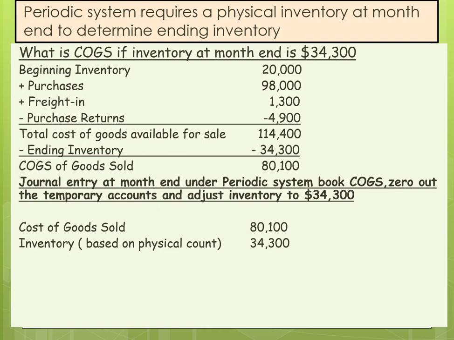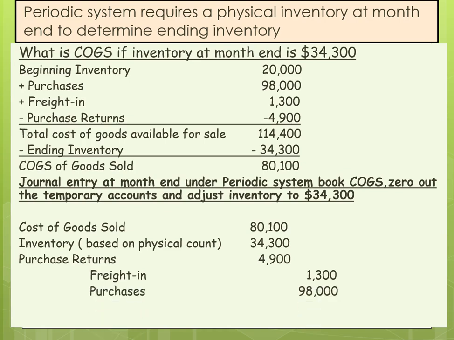Inventory, our beginning inventory, will now be 34.3. Purchase returns will be zeroed out. Freight in will be zeroed out. Purchases will be zeroed out. And the beginning balance will be zeroed out. And that would be our journal entry. So a lot more journal entries when you use periodic. And that concludes part 1 of this presentation.